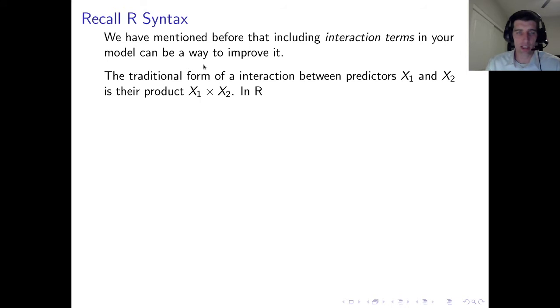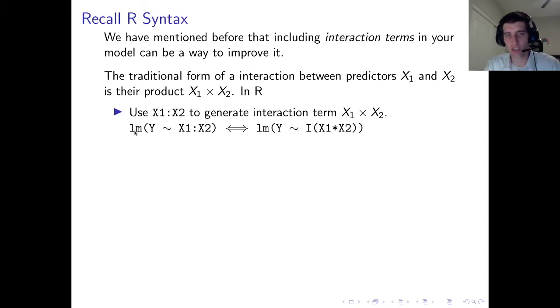Okay, so as I said, we talked about in the multiple linear regression lecture that including interaction terms in your model can be one way to improve it. And what does an interaction term mean? This is an example of language vocabulary that is not particularly descriptive. When we say interaction term, we mean the product, right? There are multiple ways to have two variables interact, but what we mean by interaction, in a statistical sense or in this particular setting, is their product.